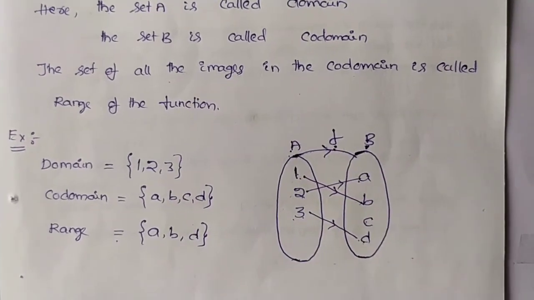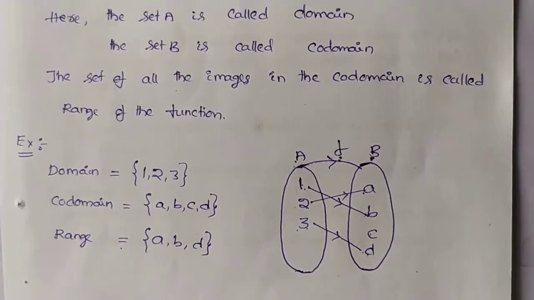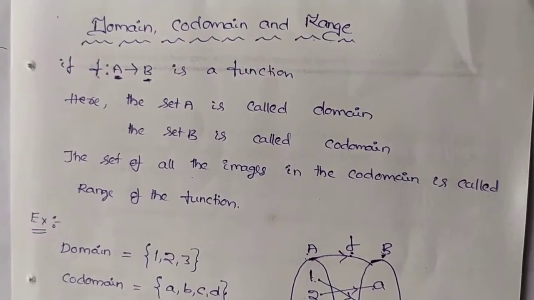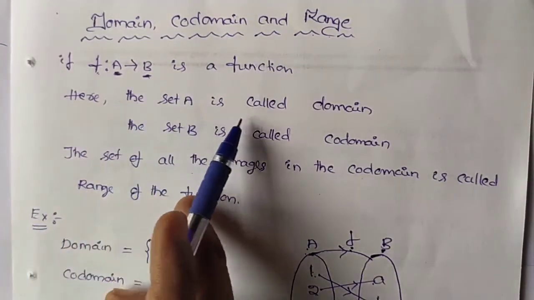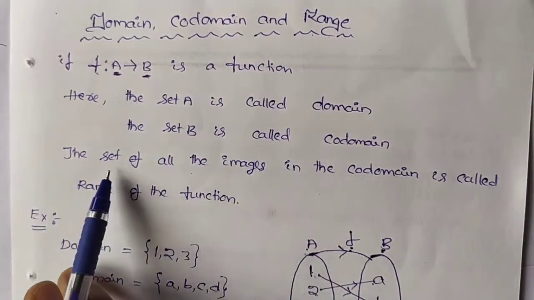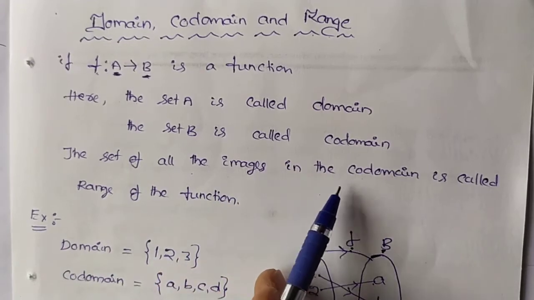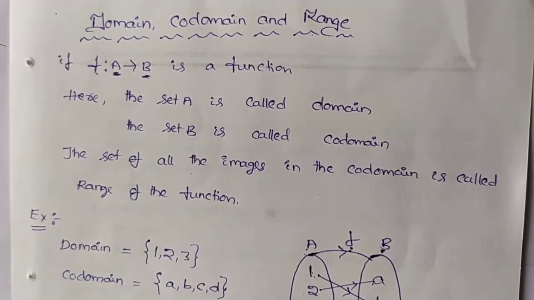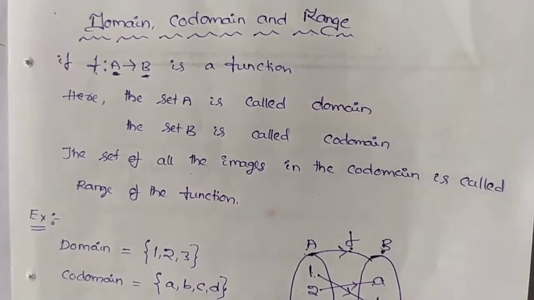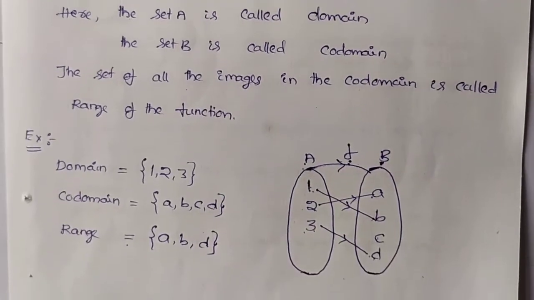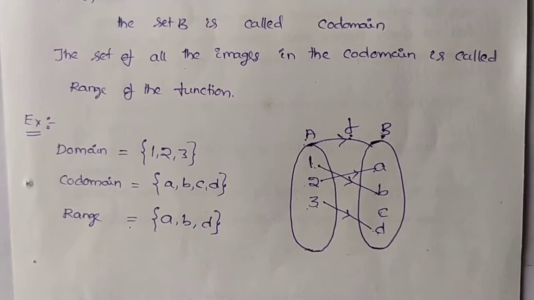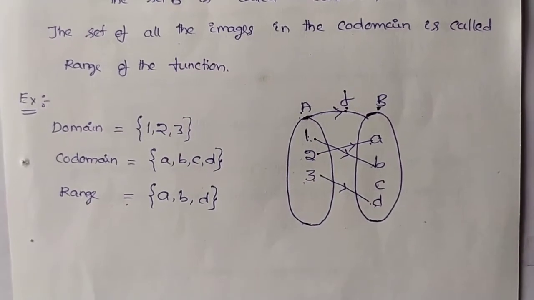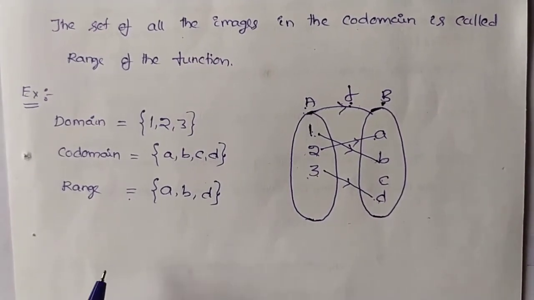Understand? You just write down these definitions in your notebook. Domain, codomain and range. F from A to B is a function, set A is the domain, set B is the codomain, and the set of all images in the codomain is called the range of the function. Here is an example of finding the domain, range and codomain. And also here we have one note point.